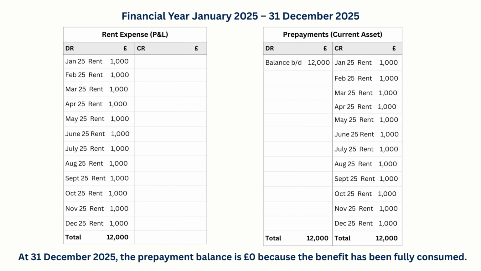By the end of December 2025, the total rent expense recognised in the profit and loss account is £12,000. The prepayment balance in the balance sheet is £0 because the full benefit has now been used.